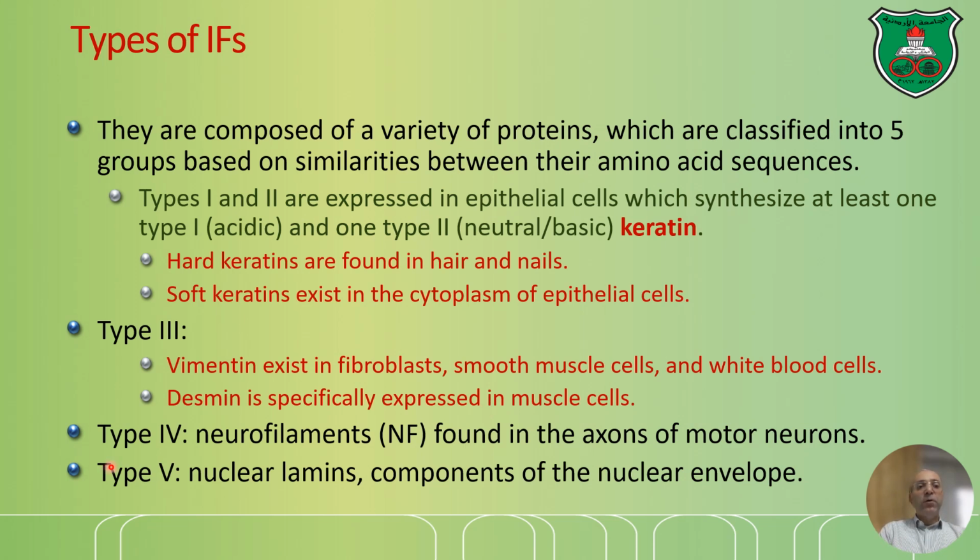We have type 4 intermediate filaments known as neurofilaments, and they exist in the axons of neurons, nerve cells. And we have type 5. Type 5 intermediate filaments are the nuclear lamins. We talked about them before, like lamin A, for example. They maintain the shape and structure of the nucleus.